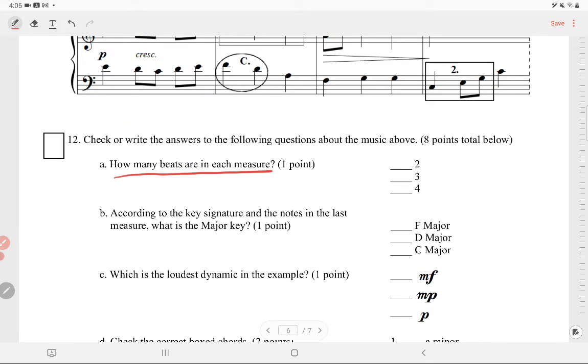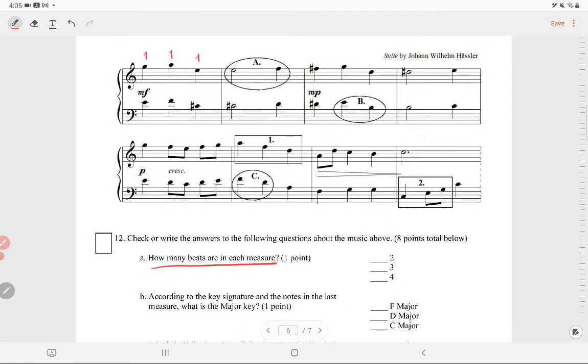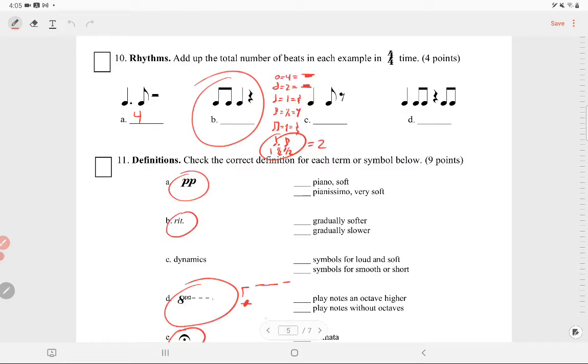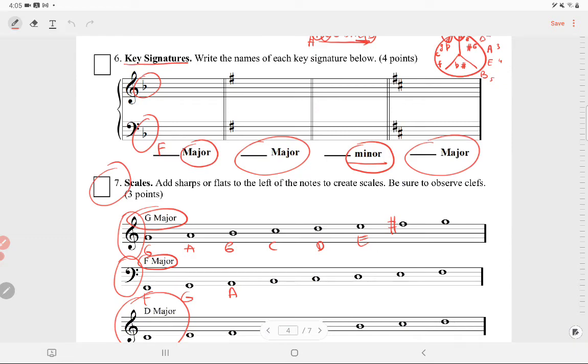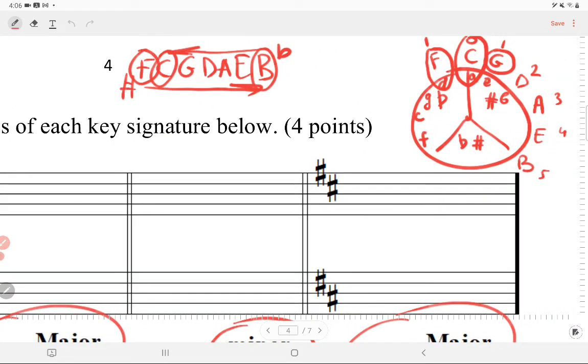Let's move on. According to the key signatures and notes in the last measure, what is the major key? Okay, let's look at the last measure. In this case, it's this one, okay? And the key signature, do you see the key signature right here, right? So that means any signs after the treble and bass clef are empty. There is nothing in that, right? So going back to your circle of fifths, what is the key with 0 sharps or flats? What is the key with 0?